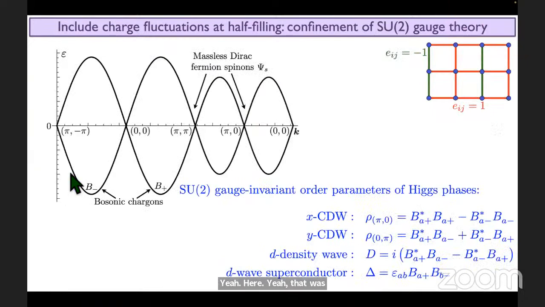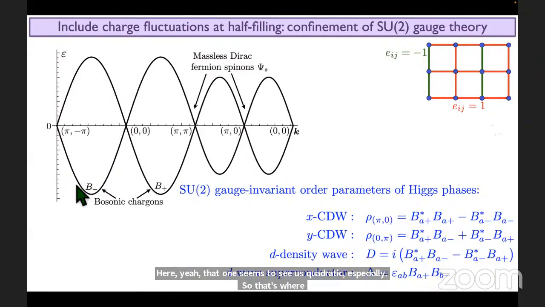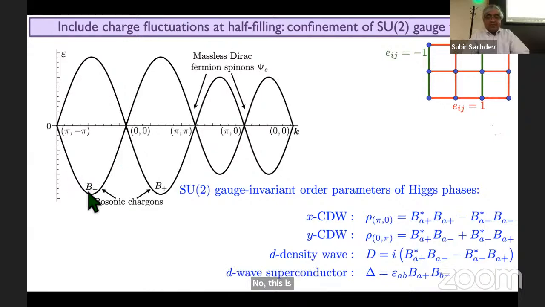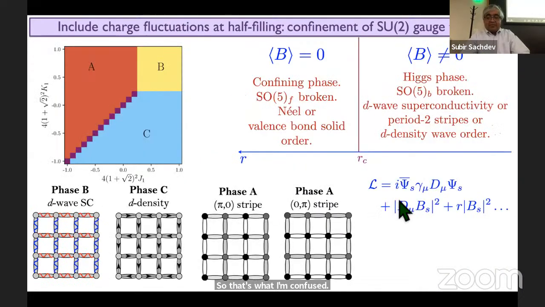That one seems to suggest quadratic specialization. So that's what I'm confused about. Squared. So this k squared here gives you the k squared over here. There's grad b squared here. That's all. It's the time derivative term that makes it relativistic, not the k.